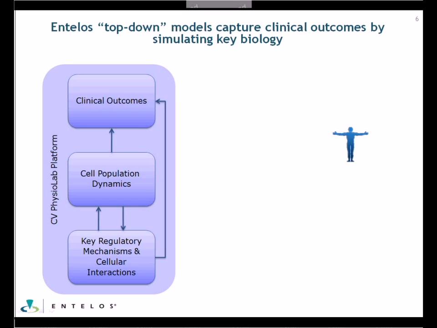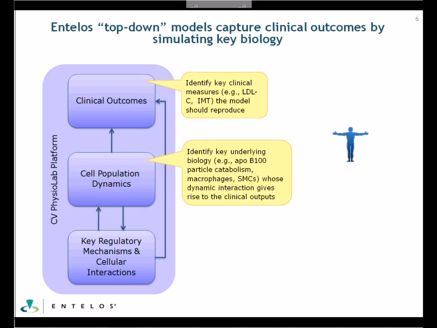So our general approach is referred to as the top-down method of model development. And what that means is that we start by considering the most macroscopic aspect of any disease before working our way into the details. If we take the cardiovascular Physiolab as an example, that top-level description consists of clinical outcomes. So we begin by identifying the key clinical measures related to cardiovascular health, such as LDL cholesterol or intima media thickness, and we define the data that our model will be required to reproduce with its simulations.